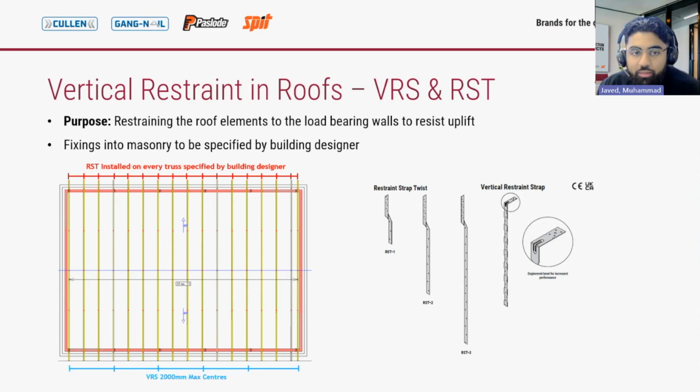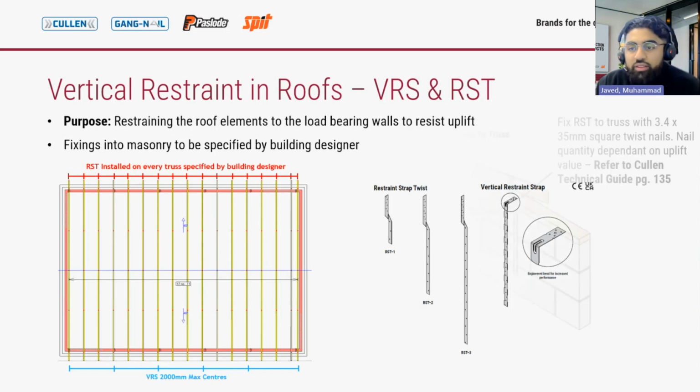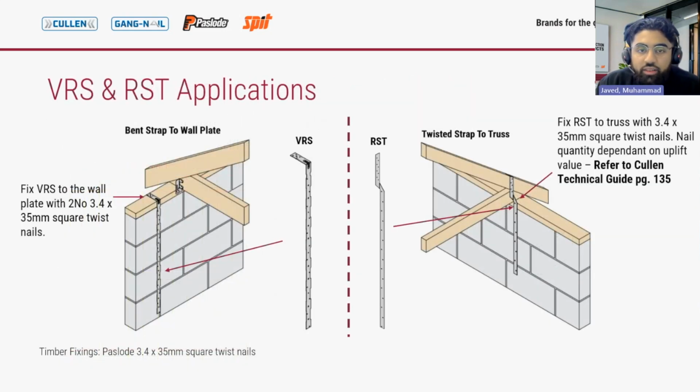If we look at applications, starting with the VRS on the left, the VRS provides restraint of the wall plate back to the walls to prevent uplift. To install the strap, you'll fix it to the wall plate using 2 square twist nails in the top, and then fixings into the masonry are to be specified by the building designers.